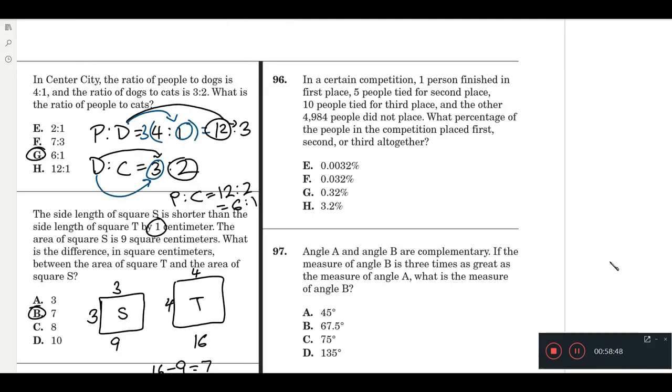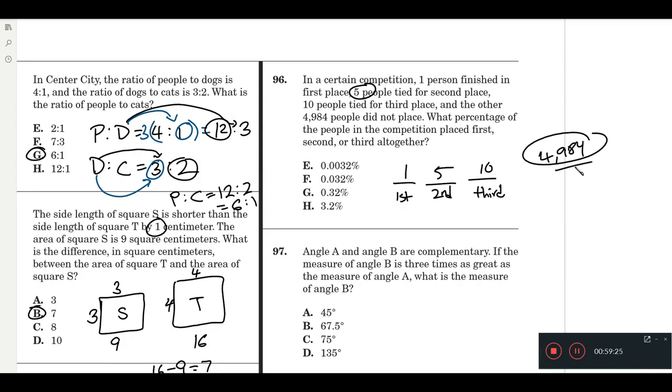All right, 96. This is the last one we're going to do, and then we're going to move on for a break. In a certain competition, one person finished in first place, and 5 people tied for second place. And 10 people tied for third place. And the other 4,984 people did not place.